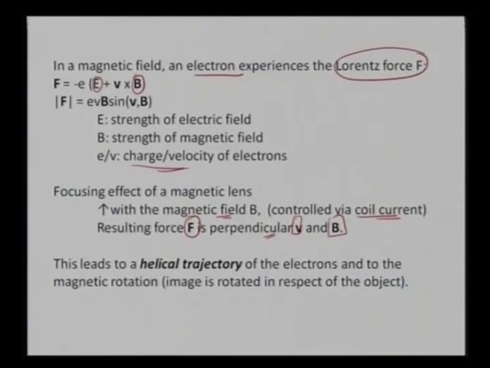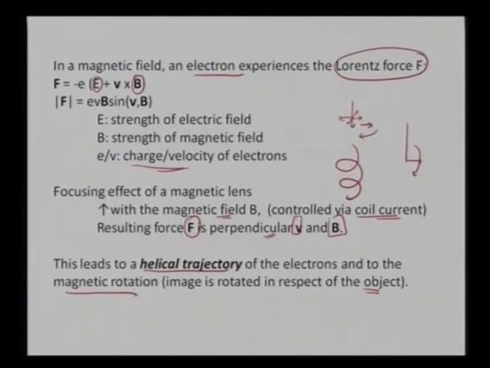So what happens is that it is trying to pull the electron, and at the same time it is trying to push the electron in a certain direction. That creates a helical trajectory, because my electron is traveling forward, and at the same time I am trying to pull or push it, depending on the kind of field I apply. So my magnetic lenses result in forces which are perpendicular to v as well as B. So I get a helical trajectory. Electrons traverse in a helix once they are traveling in a magnetic field. So I can see that a magnetic rotation is caused with respect to the object.